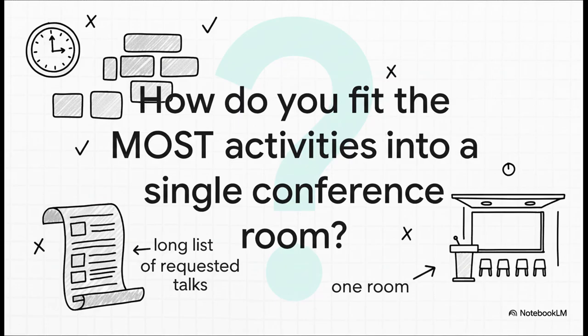So to make this real, just picture this. You're in charge of scheduling for a huge conference. You've got one single conference room, but a massive list of people who want to give talks, each with a specific start and end time. Your job is to cram as many talks as possible into that one room without any of them overlapping. So how do you even begin to choose?